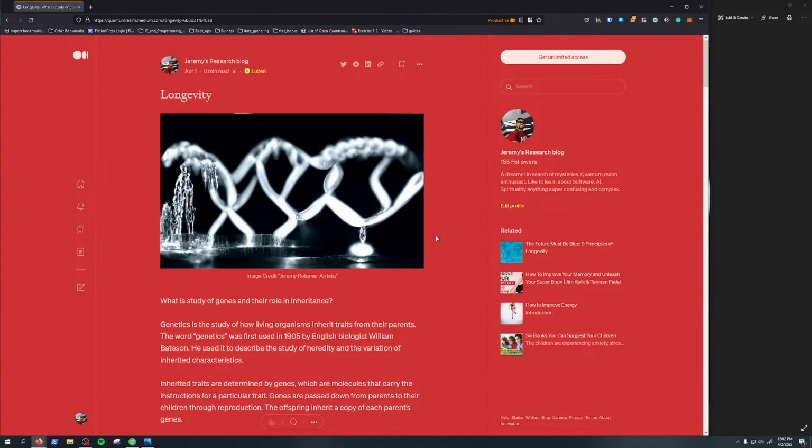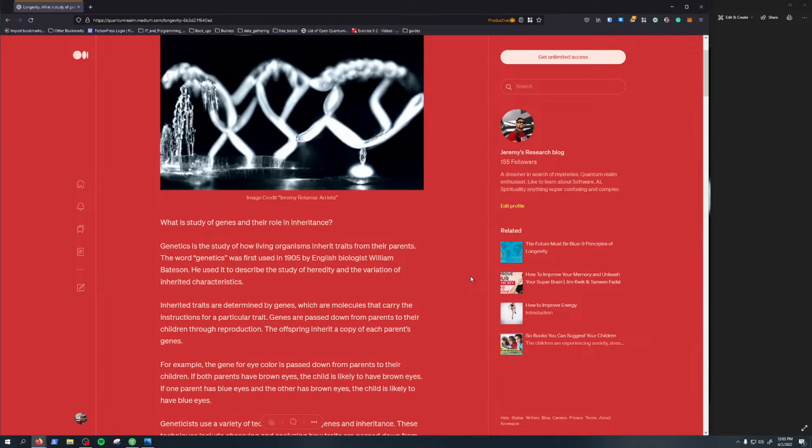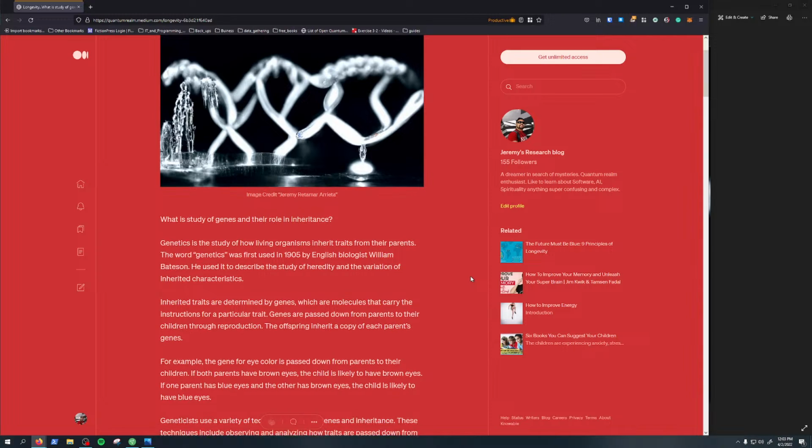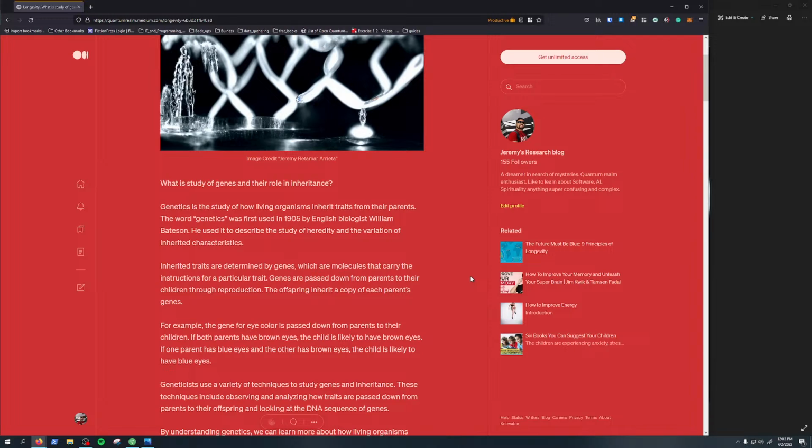So, longevity. What is a study of genes and their roles in inheritance? Genetics is the study of how living organisms inherit traits from their parents, right? The word genetics was first used in 1905 by English biologist William Bateson? I don't know how to say that. He used it to describe the study of heredity.